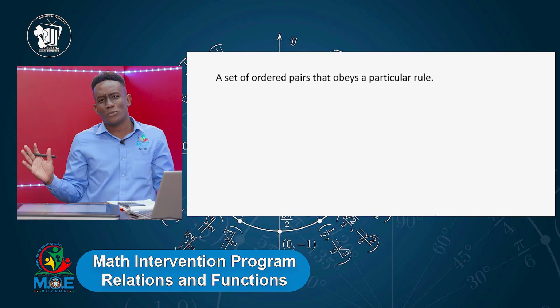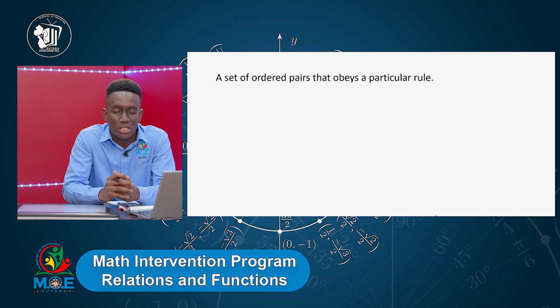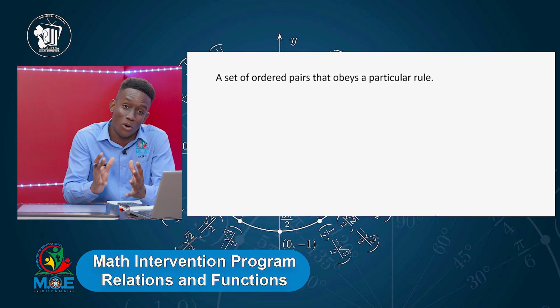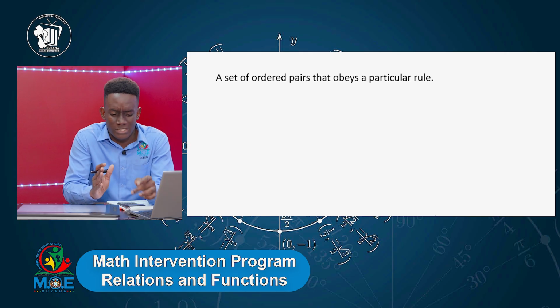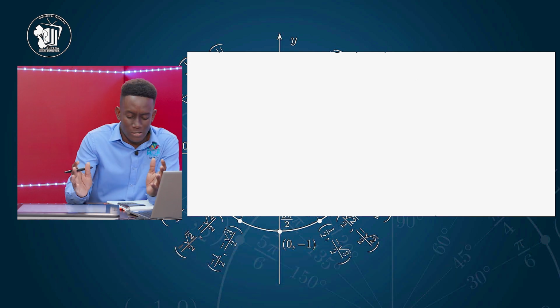First things first, what is a relation? Now it says a relation is a set of ordered pairs, and we know pair means we're talking about two, a set of ordered pairs that obeys a particular rule. That is what a relation is. To speak more to this, let's look at a diagram.